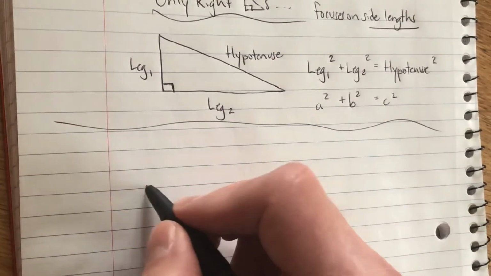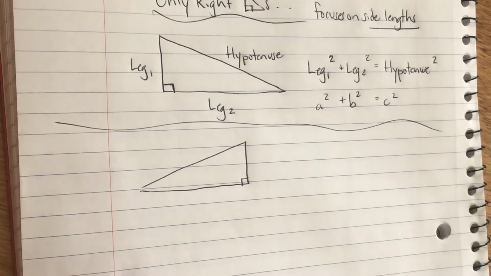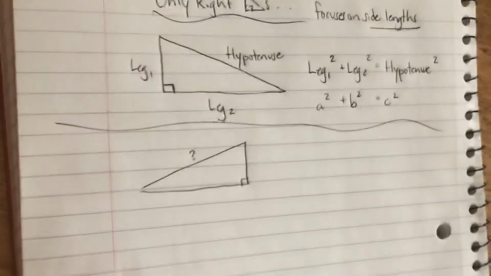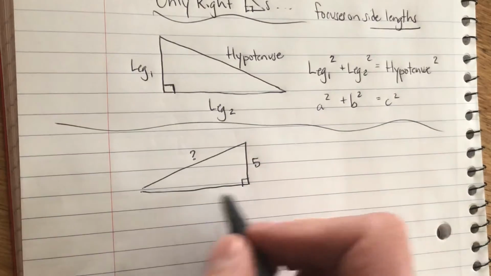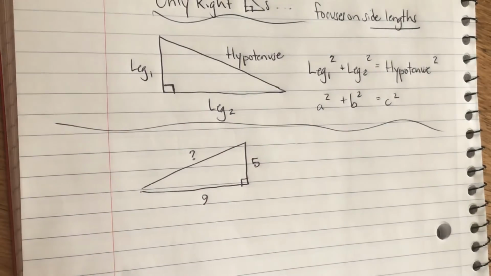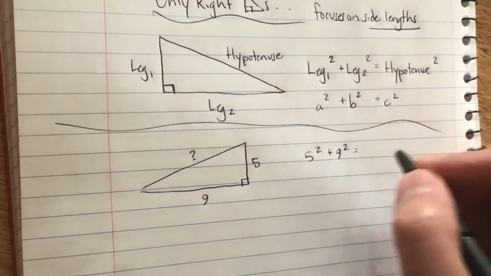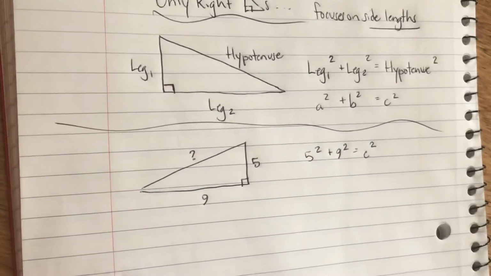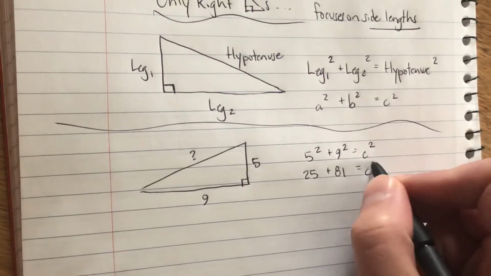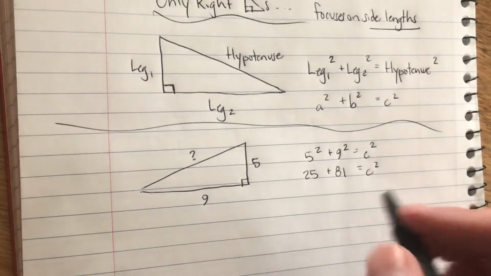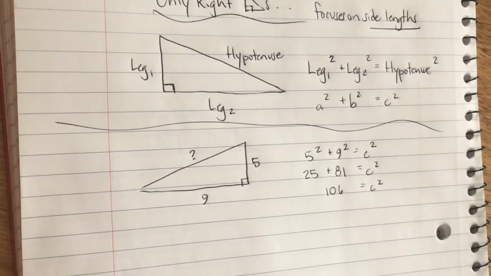So you can have one situation where you know both leg lengths and the hypotenuse is unknown. So let's say this leg has a length of 5 units. This leg has a length of 9 units. So then we can say 5 squared plus 9 squared equals c squared, c being the hypotenuse. So 5 squared is 25, 9 squared is 81, equals c squared. So 81 plus 25 is 106. So the hypotenuse squared, or c squared, equals 106.